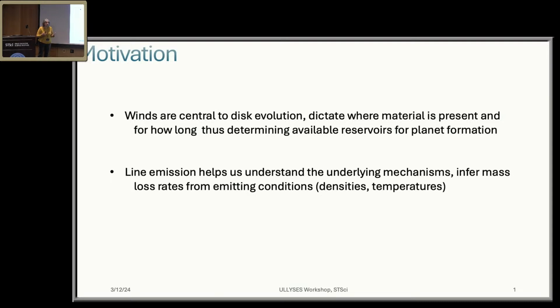And then we also get a handle on the disk densities and the temperatures, which is what we need. And so this is all available to us only from observing gas line emission. So that's the motivation of the talk and also really the bottom line.